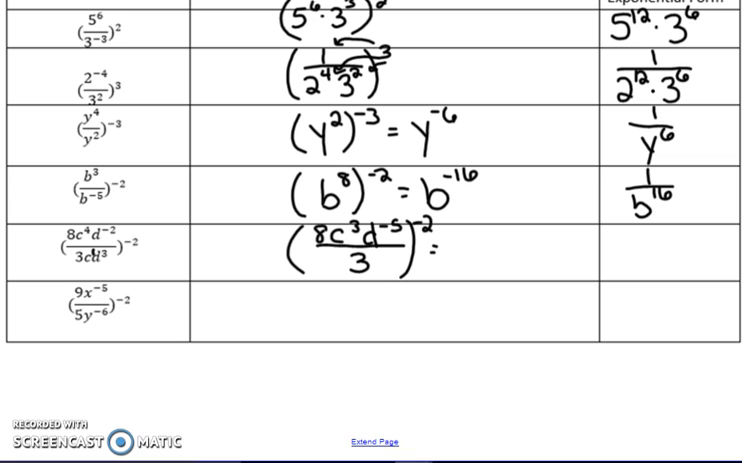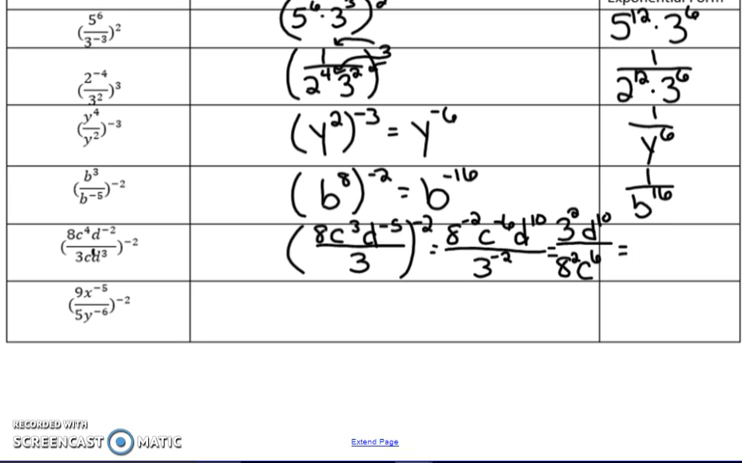Well, from here, I would distribute 8 to the negative 2, and then I get c to the negative 6 and d to the positive 10, and I still want 3 to the negative 2. Well, from here, I know I need to get rid of my negative exponents. I'm now going to have 8 squared in the bottom. I'm going to have c to the 6th in the bottom. Well, d to the 10th is already positive, so that stays up top. And 3 to the negative 2 is going to come to the top for 3 squared.